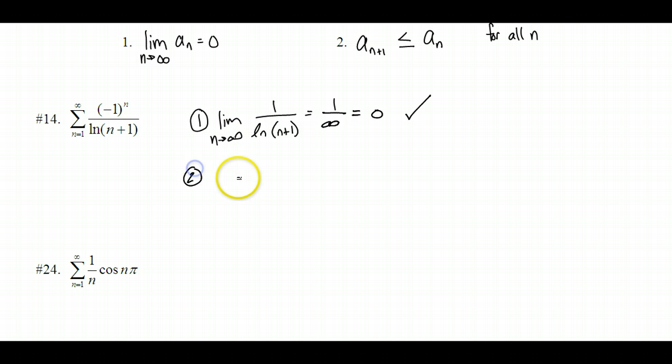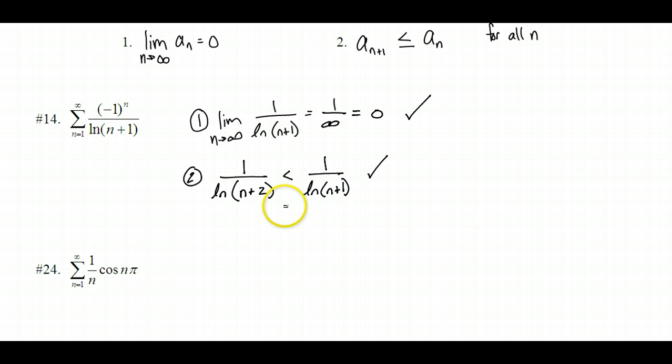Then our second condition: are the terms decreasing? Well, if I have natural log, and in place of n I put in n plus 1, that's going to give me n plus 2. Is 1 divided by natural log n plus 2 less than 1 divided by natural log n plus 1? Well, again, it increases slowly, but this denominator is going to be bigger than this denominator. So when you put it into a fraction, yeah, that definitely works.